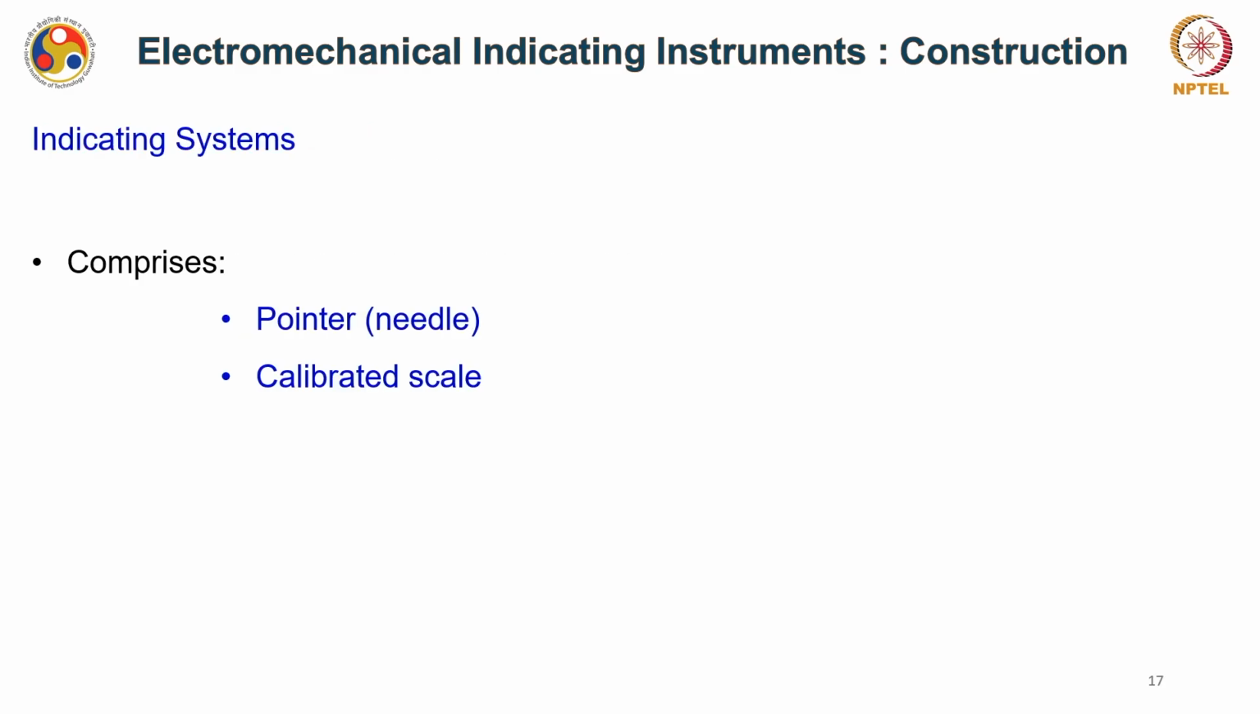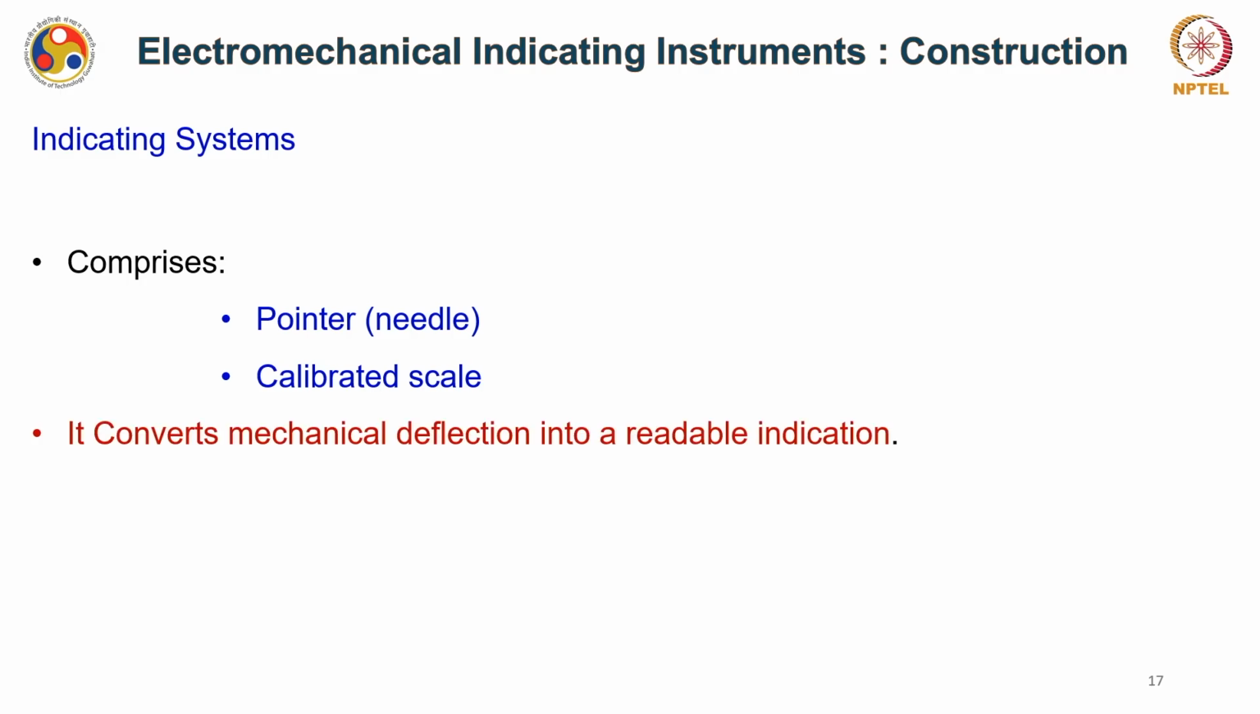Along with this, you have the indicating system, which comprises a pointer, which is nothing but a kind of metallic needle, and then you have a calibrated scale. This calibrated scale is very important, and it varies based on what kind of instrument it is. It converts the mechanical deflection into a readable indication. The scale may be uniform or not, depending on the deflection.